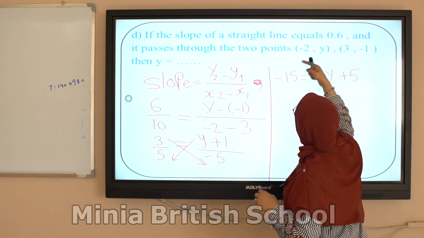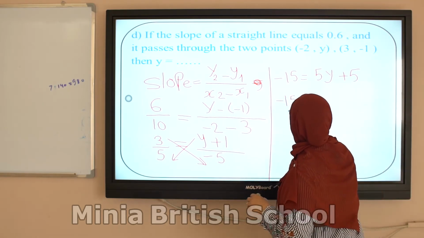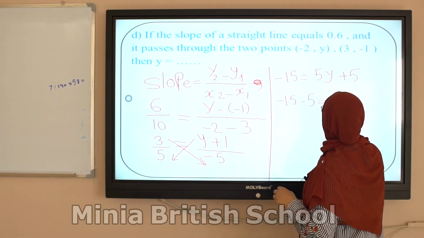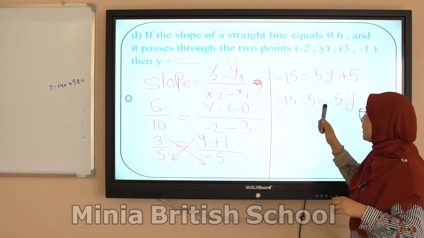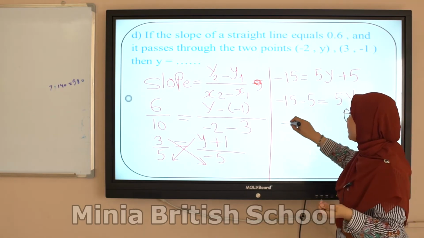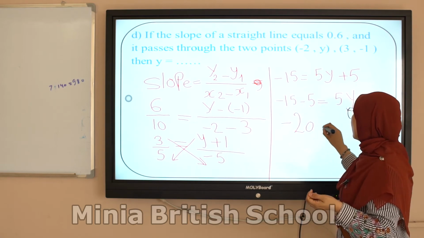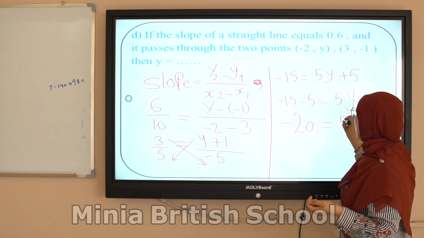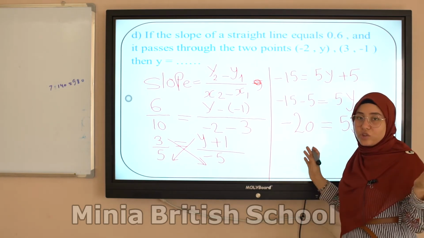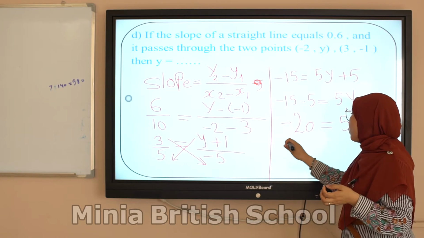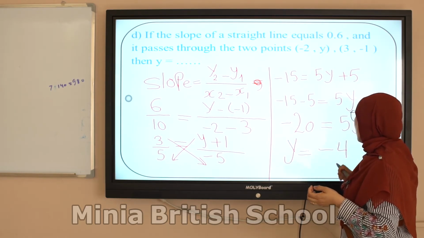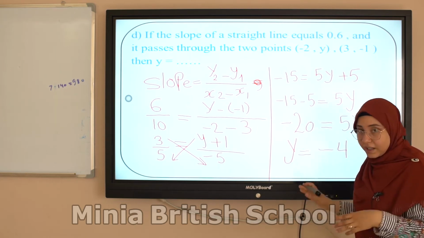So negative 15 minus 5 equals 5y. Negative 15 minus 5 equals negative 20, equals 5y. Divide both sides of the equation by 5. So we get y equals negative 4, okay? Y equals negative 4.